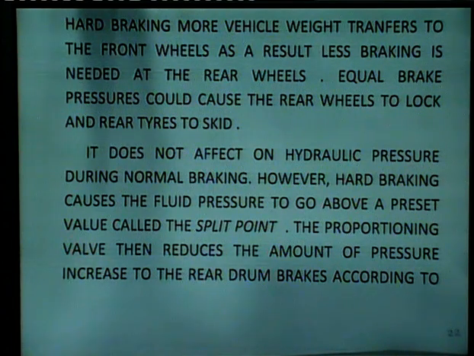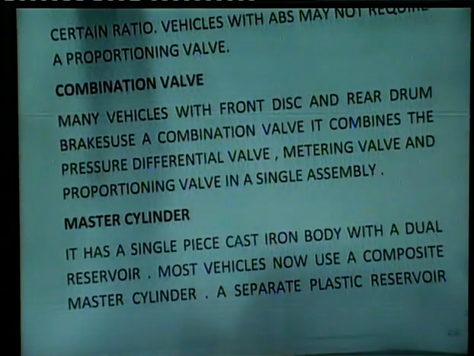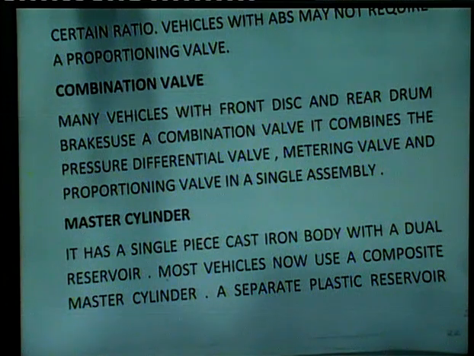Split point, where the pressure is released. The proportioning valve then reduces the amount of pressure increase to the rear drum brakes according to a certain ratio. So, vehicles with ABS may not require a proportioning valve. Now, there is a combination valve. Many vehicles with front disc and rear drum brakes use a combination valve. It combines the pressure differential valve, metering valve and proportioning valve in a single assembly. So, now we are using a single combination valve that serves all the purposes of the 3 valves discussed earlier.